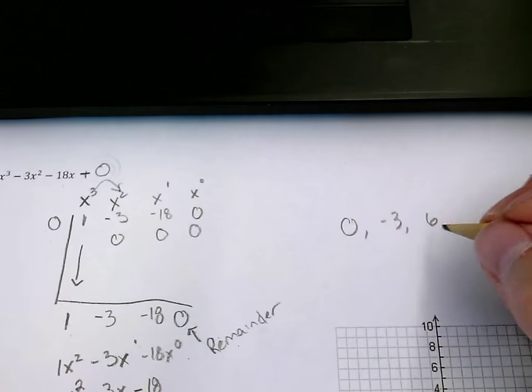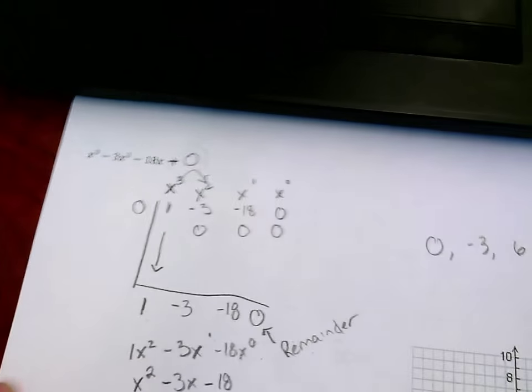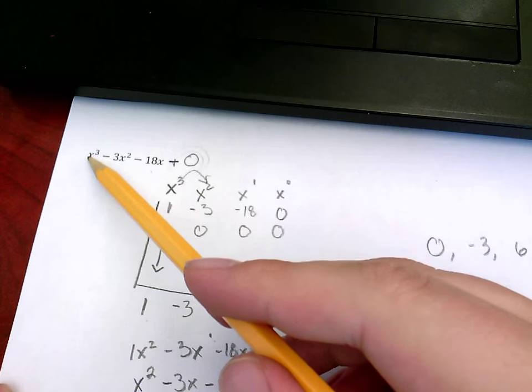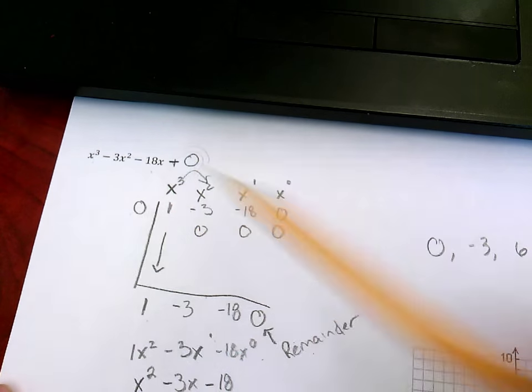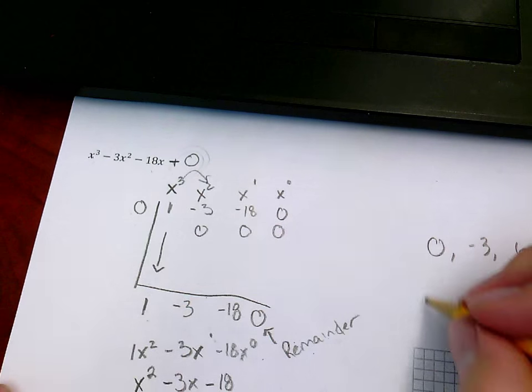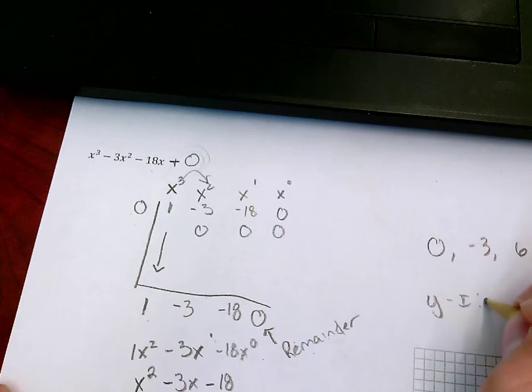Now, my y-intercept is, once again, you plug in 0 for all the x's. So essentially, you just make these 0. That's 0, 0, 0, and 0. So since they're all 0, my y-intercept is 0.